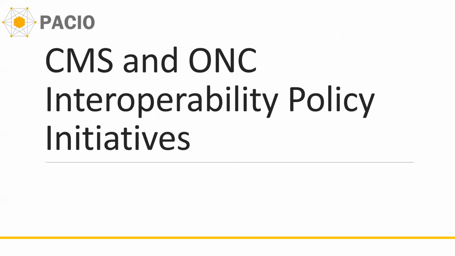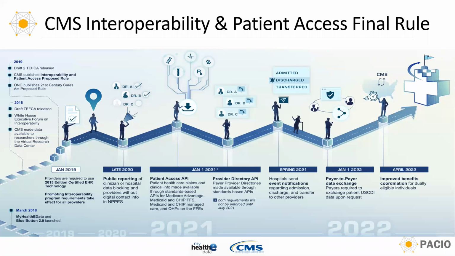There have been some specific CMS and ONC policy initiatives over the past few years. A few highlights from one of the largest, the CMS Interoperability and Patient Access Final Rule, which was released in tandem with the 21st Century Cures Act, include the following. The Patient Access API, a regulation that CMS payers are required to implement and maintain, is a secure FHIR API that allows patients to easily access their claims and encounter information.